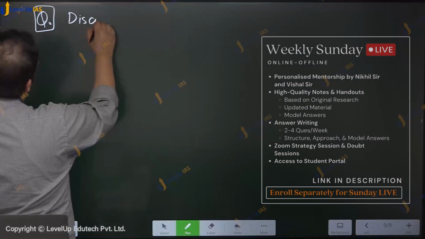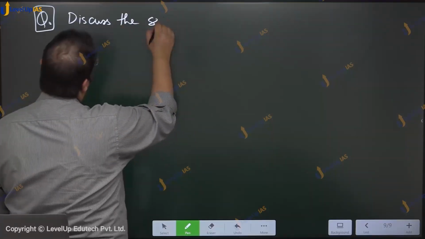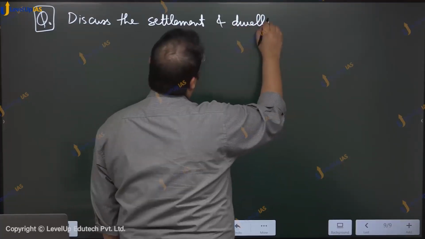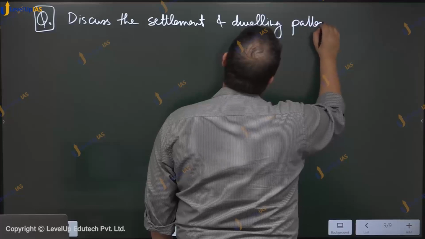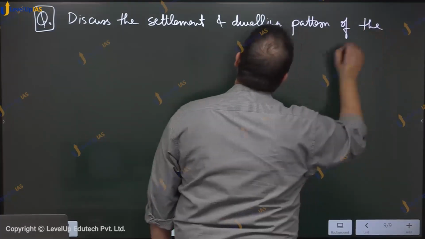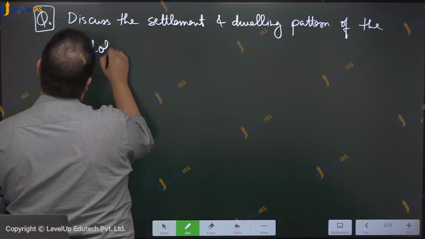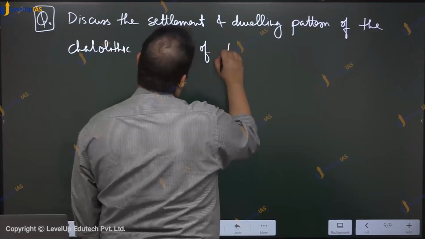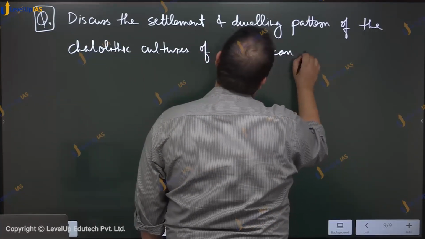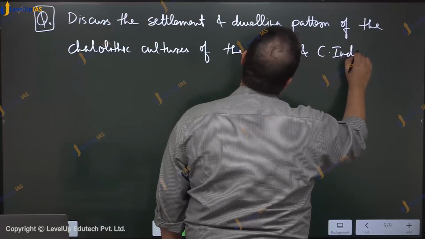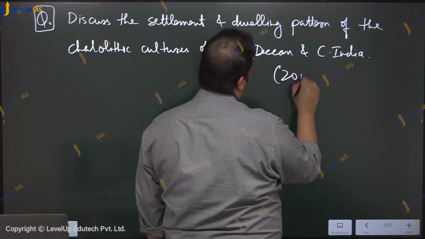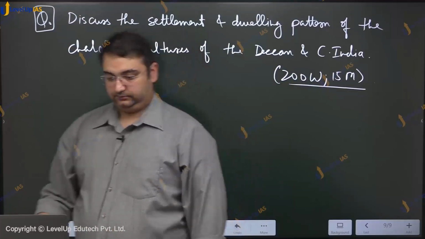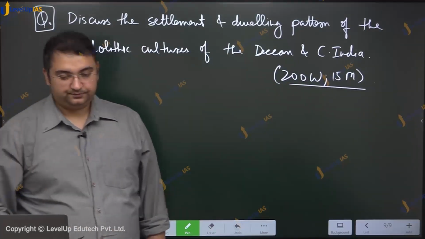Discuss the settlement and dwelling pattern of the Chalcolithic cultures of the Deccan and Central India. 200 words for 15 marks. ठीक है.